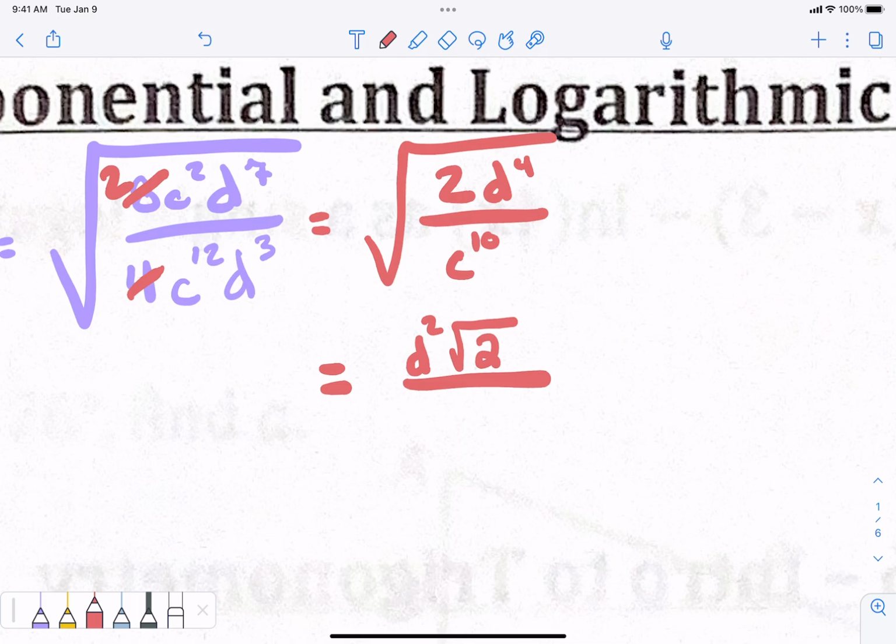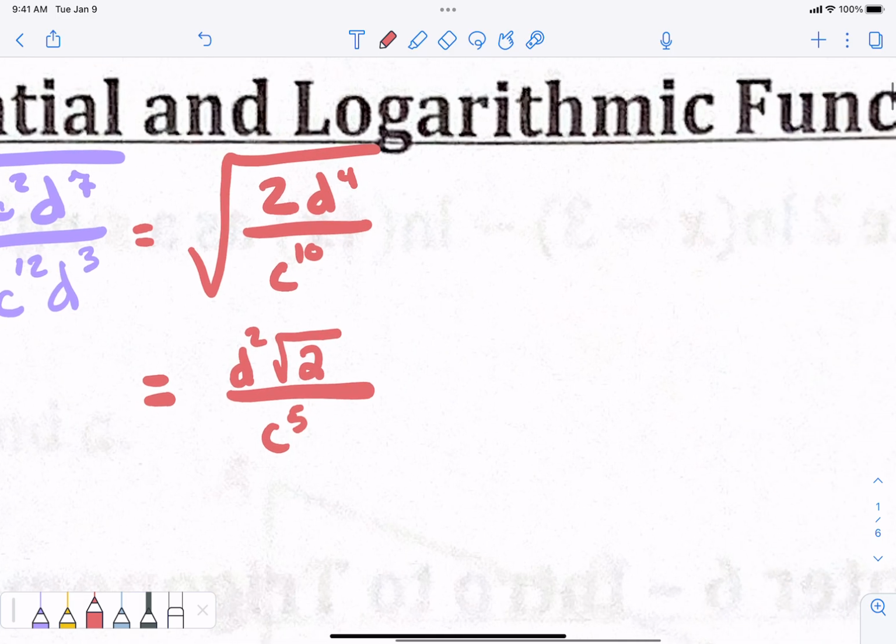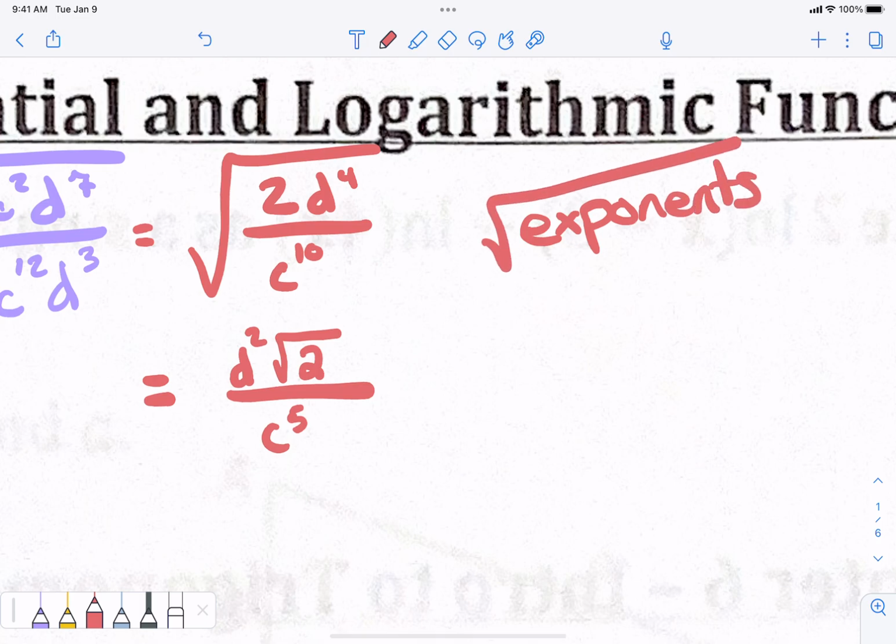Okay. And then c to the 10th power. What do you take times itself to get c to the 10th? C to the 5th. I'm taking it out of the square root because you can take the square root of d to the 4th power, and you can take the square root of c to the 10th. Exponents divide by 2. That's a good thing to write down. When you're taking the square root of an exponent, you divide by 2.